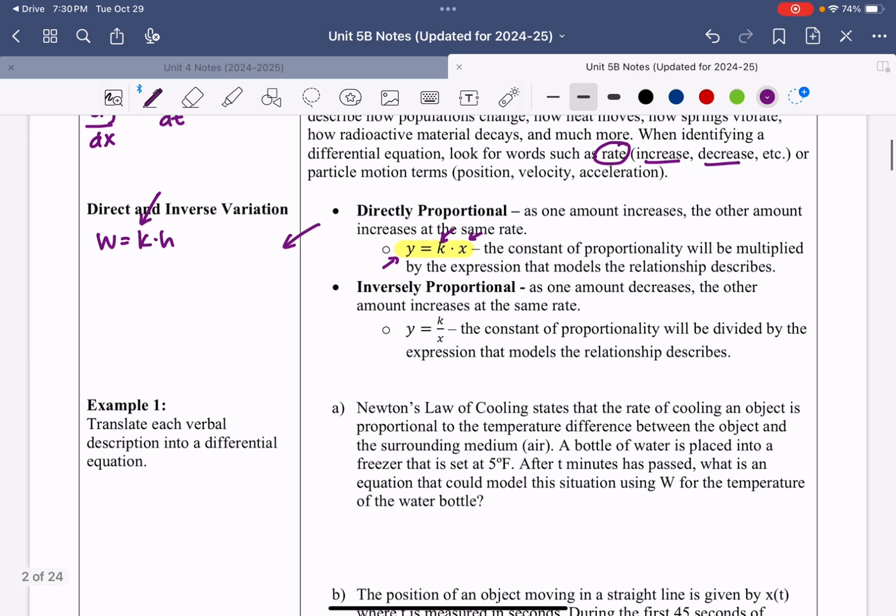Inversely proportional means that as one amount decreases, the other amount increases at the same rate. This equation is in the form y equals k over x. The constant of proportionality will be divided by the expression that models the relationship described. I think about that in terms of speed and time: the faster your speed, the less time it's going to take to get to your destination.